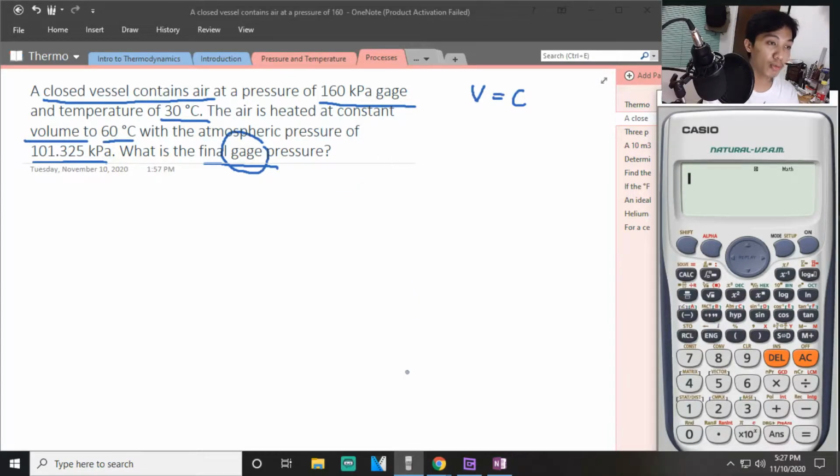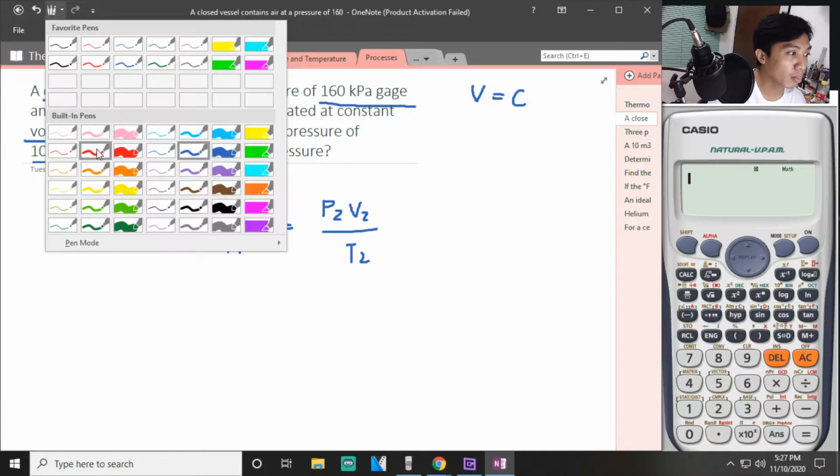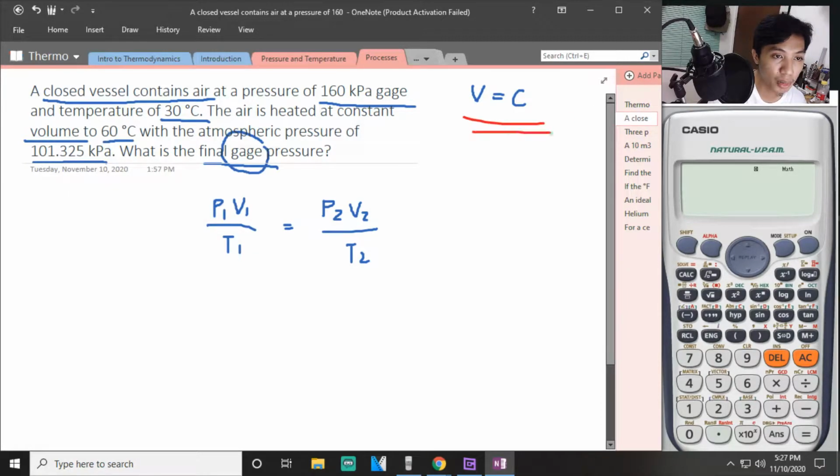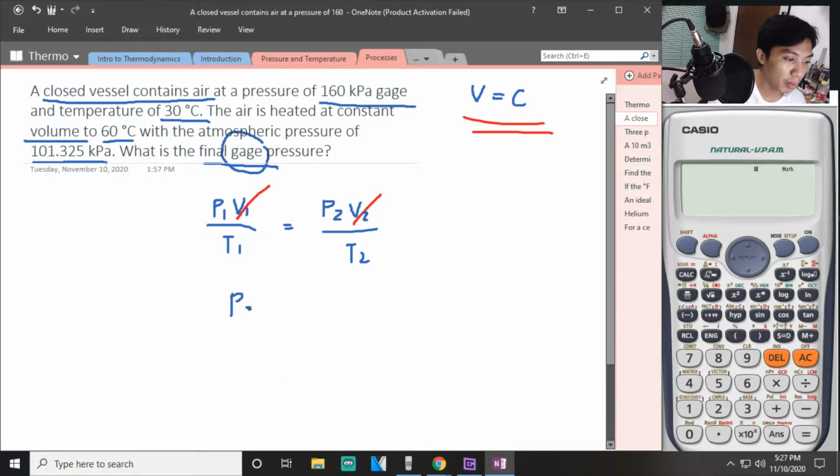Into absolute form. Since we were given the process here, we first list the combined gas law. And that is P1 V1 over T1 equal to P2 V2 over T2. Now, this is the process given to us. Volume is constant, so we can cancel out the volume. And then we reform it: P1 over T1 equal to P2 over T2.